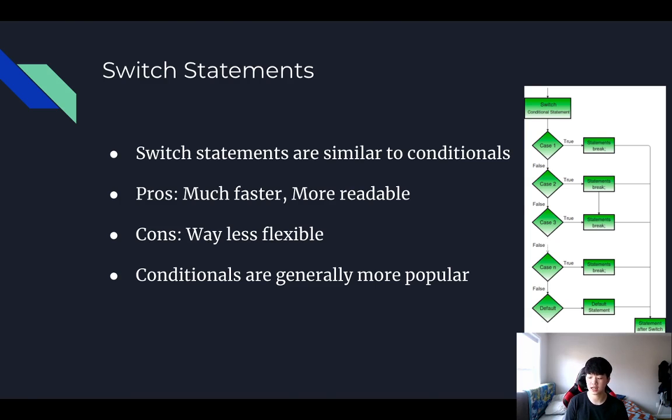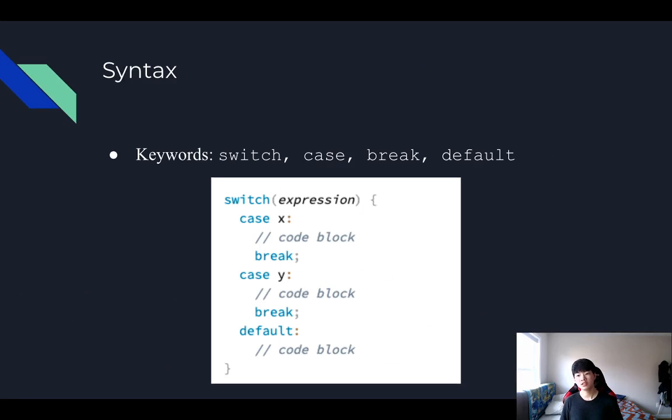So yeah, here's a diagram of a switch statement, but I'll go more into detail about what it exactly is. So the keywords that you need to know for switch statements are switch, case, break, and default. There are actually 4 of them, which is a lot. So there's going to be a switch and then parentheses, and you're going to put in some sort of expression in there, and that's going to be like an integer or a string.